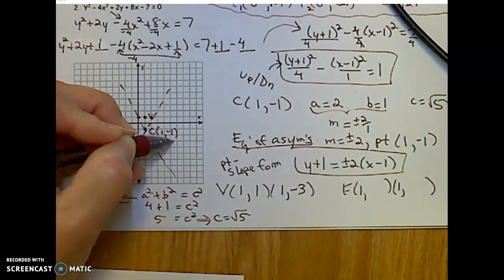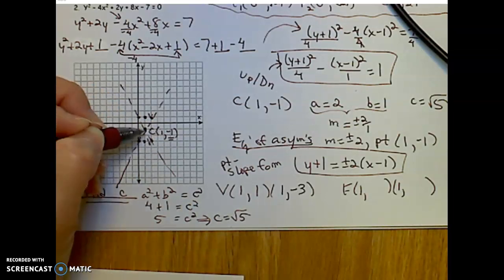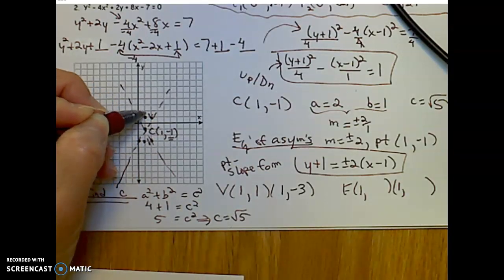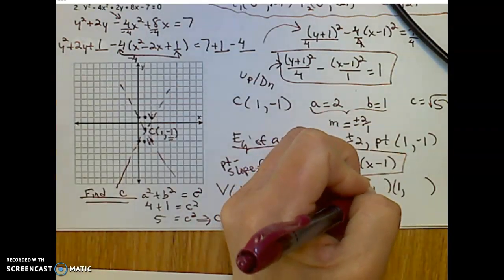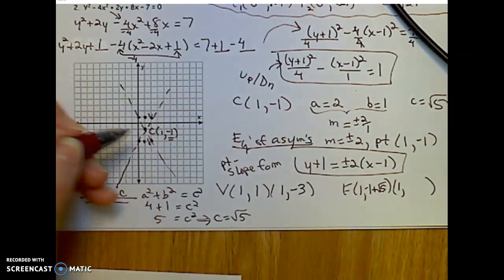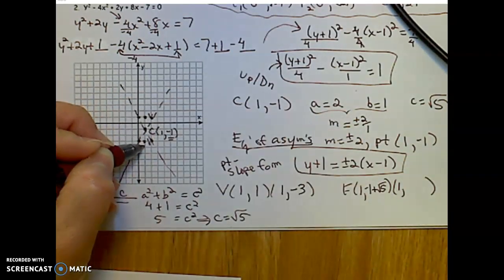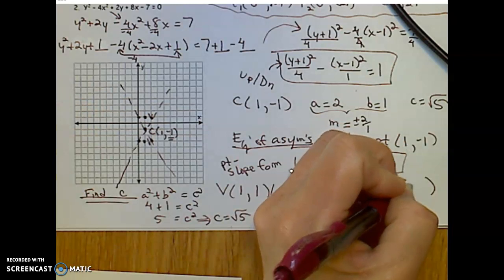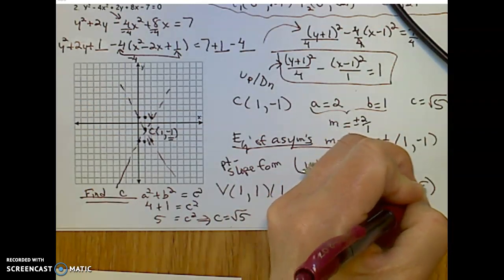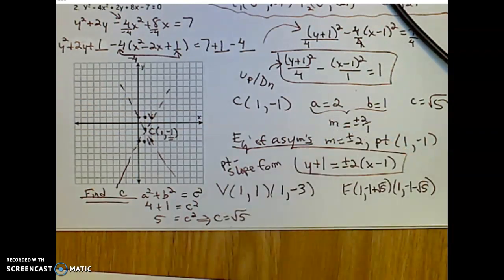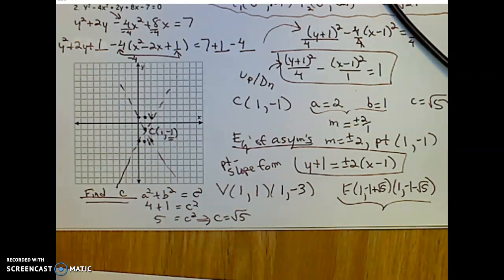But I was at -1 for my y value. Then I'm going to go up root 5, so I'm at -1 plus the square root of 5, and from that -1 y value, I'm going to go down root 5, so -1 minus root 5. Very nice. And those are the ordered pairs for my foci. I'm going to keep them exact.